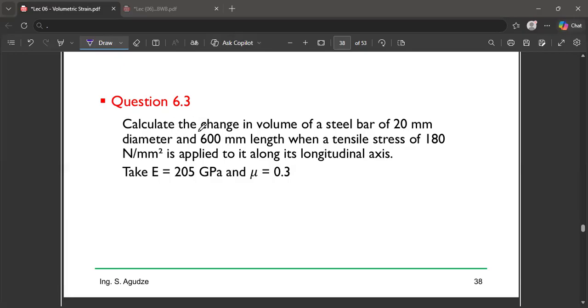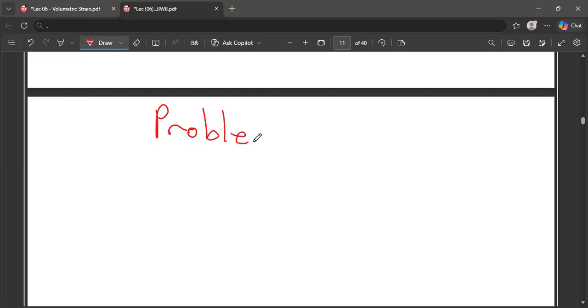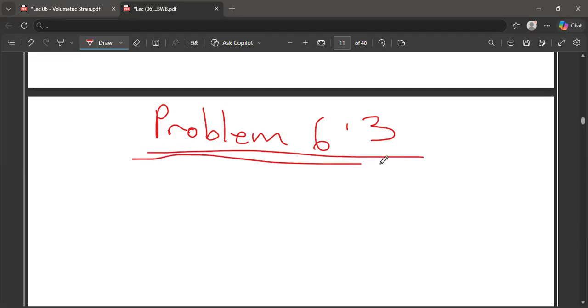The question says: calculate the change in volume of a steel bar of 20 mm diameter and 600 mm length when a tensile stress of 180 Newton per millimeter squared is applied to it along its longitudinal axis. Take E to be 205 gigapascal and the Poisson ratio to be 0.3. It is also telling us that it is steel. Without talking much, let's start. This is our problem 6.3.